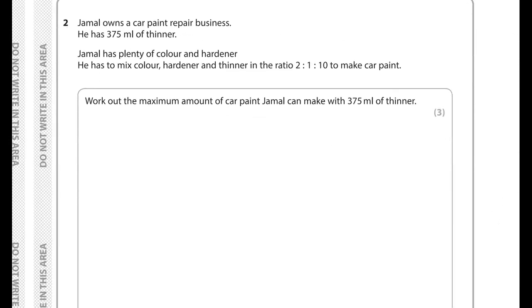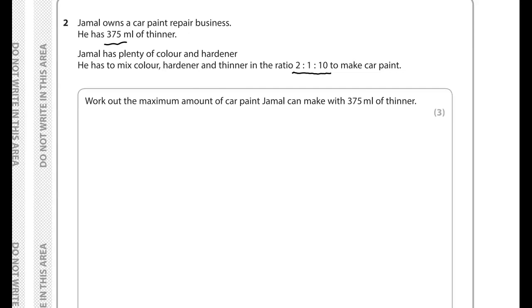Jamal owns a car paint repair business. He has 375 milliliters of thinner. Jamal has plenty of colour and hardener. He has to mix colour, hardener and thinner in the ratio 2:1:10 to make car paint. Work out the maximum amount of car paint Jamal can make with 375 milliliters of thinner.